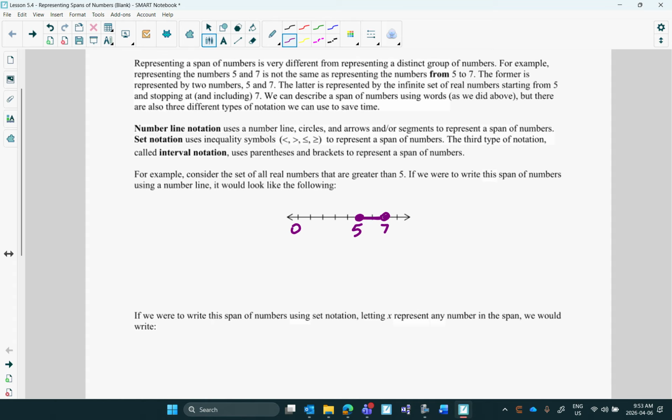So that's what we call number line notation. Set notation uses these symbols that we did talk about last year and you've seen before.